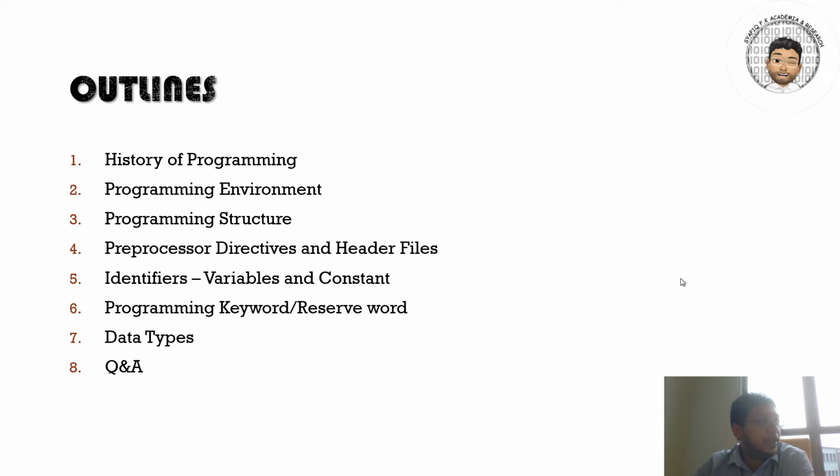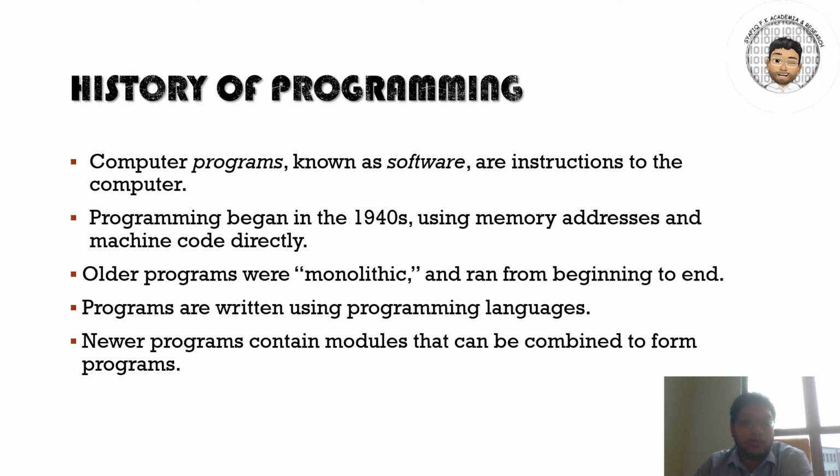The first content for today is the history of programming. Okay. So basically, computer programs, also known as software, are instructions to the computer. Programming actually began before the 1940s. Okay, they used memory addresses and machine code directly.